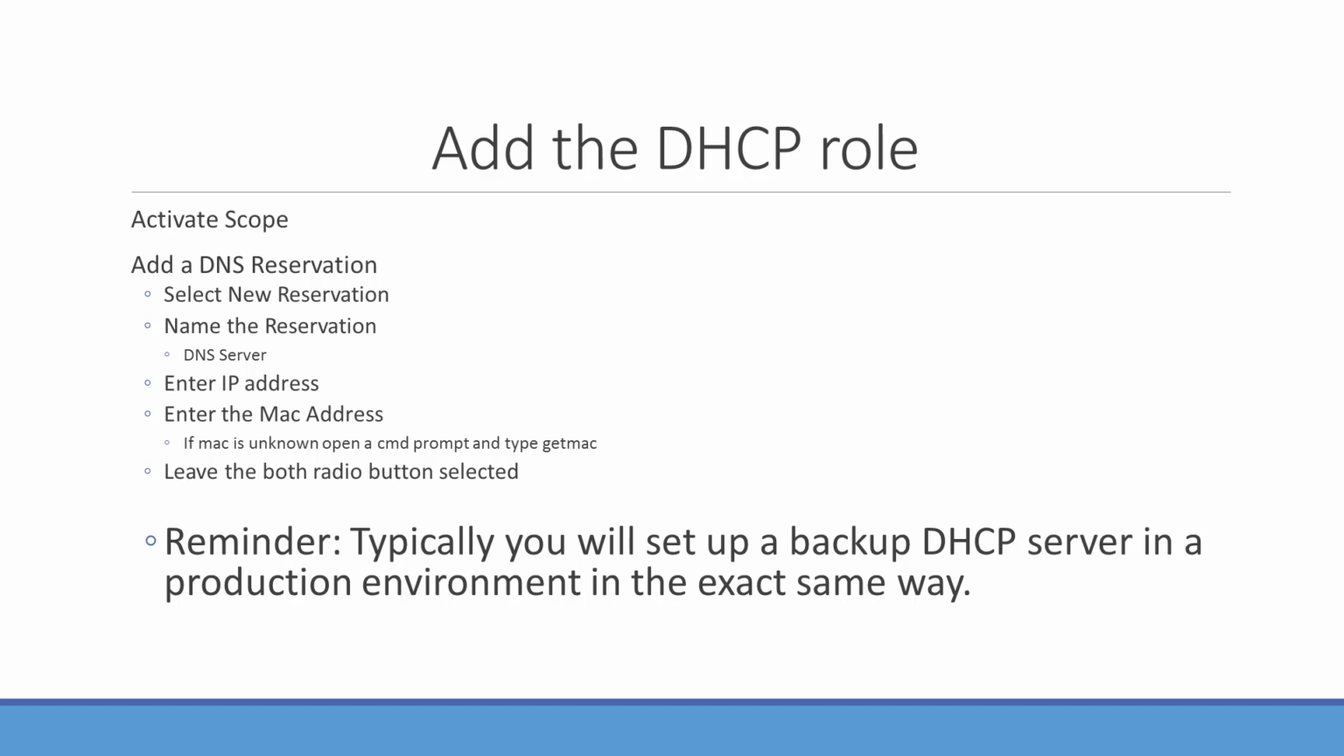if needed, probably put in the getmac command to get that MAC address, or if you already know the MAC address and there's a label on the back of the router or switch or whatever the case may be, and if you already know that, you don't have to use this command to find out what it is. I'm just using this process just to show you how to get the MAC address for our server. And I'm going to leave both radio buttons selected.